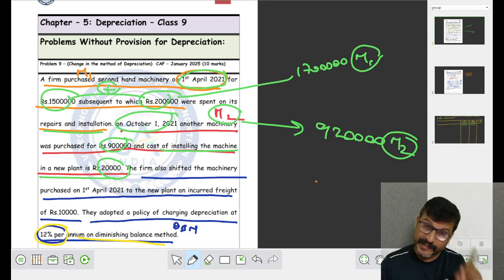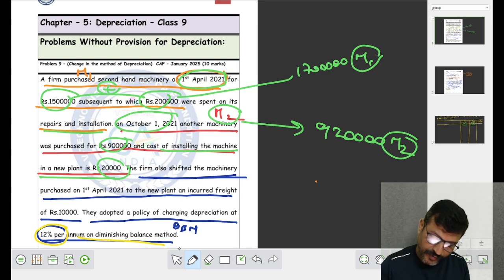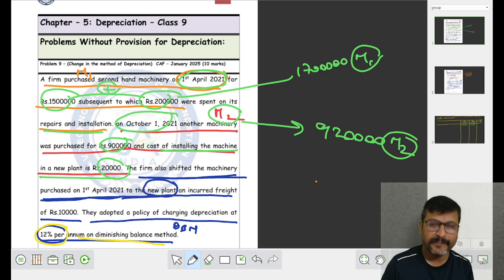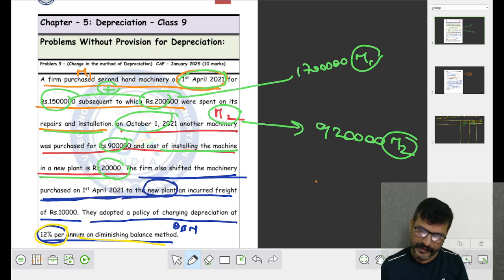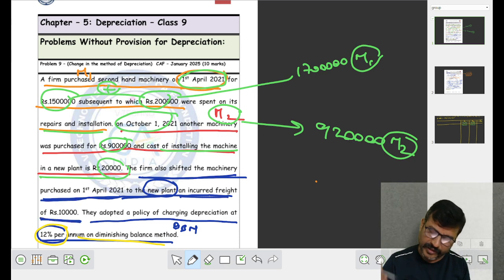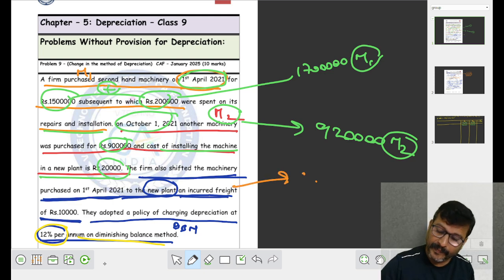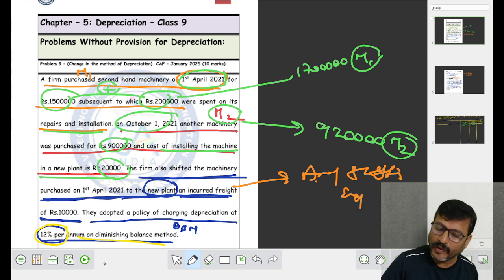The firm, please listen my dear student, the firm shifted the machinery on April 21 to the new plant. The machinery is taken to new plant. Incurred a freight charges of 10 rupees. What to do with the freight charges? See, any shifting expenses. What expenses?